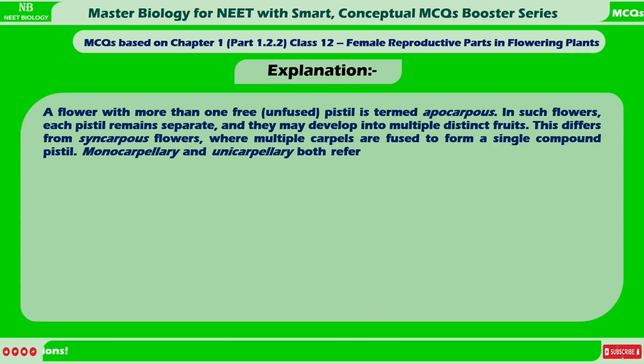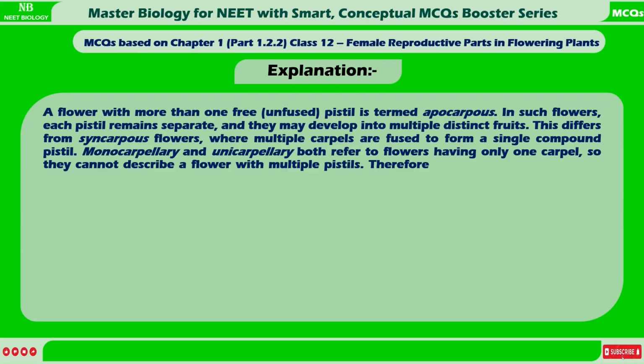Monocarpillary and unicarpillary both refer to flowers having only one carpel, so they cannot describe a flower with multiple pistils. Therefore, the only correct term that denotes more than one free pistil is apocarpous.